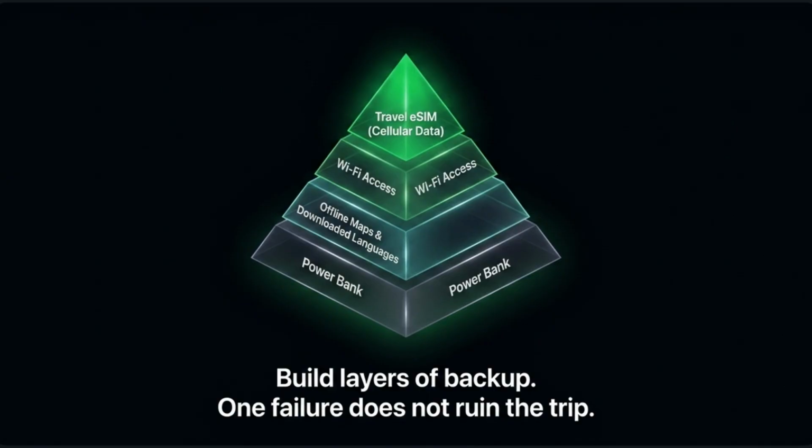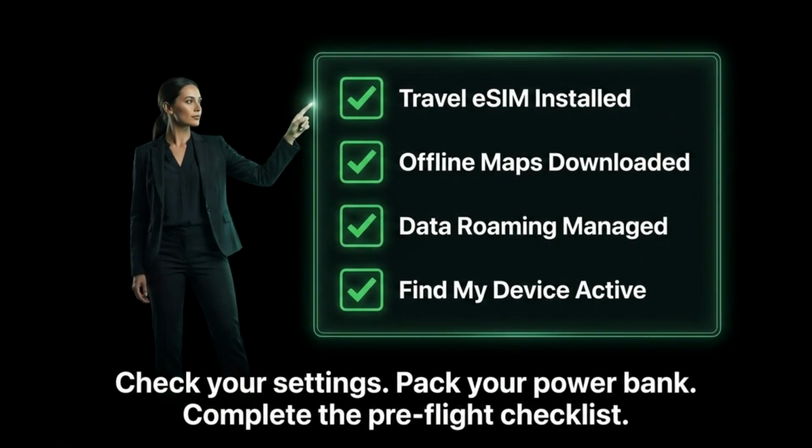By combining eSIM data, offline tools, and a reliable power bank, you ensure that one technical failure won't ruin your trip. Before you leave, run through this quick checklist. Confirm your eSIM, download your maps, manage your roaming settings, and verify that your security features are ready to go.